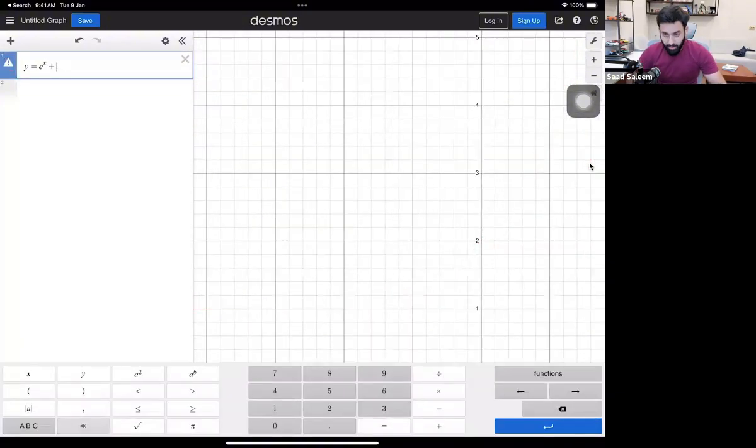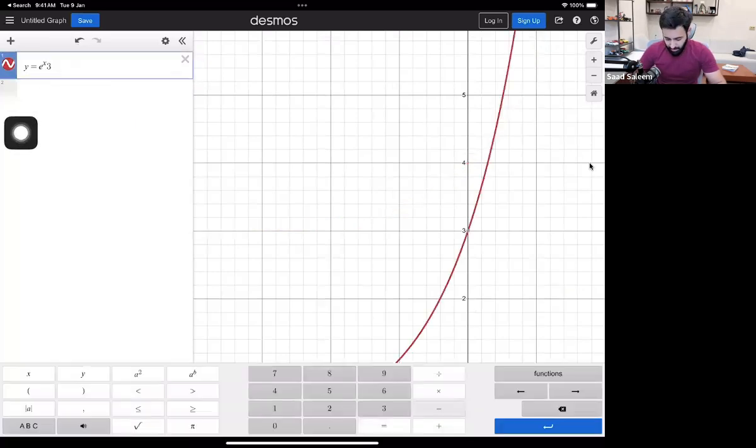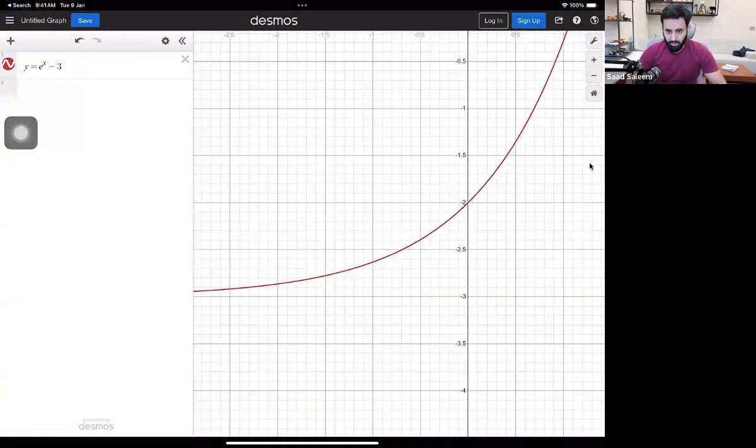If I add 3 to it, then basically the constant that you have is the asymptote. The constant that's being added is the asymptote. What if I subtract 3? Then y equals minus 3 is the asymptote. Like I said, we're going to make a general rule for it and write that down, but that is the asymptote.